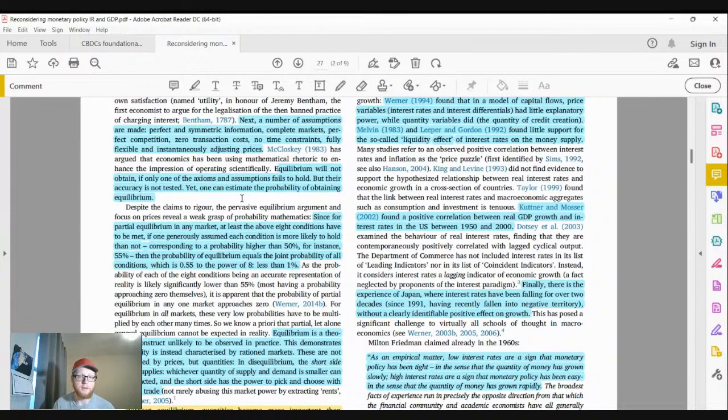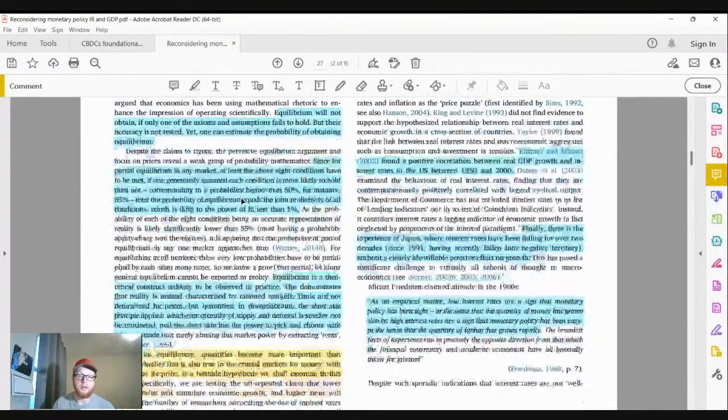Yet one can estimate the probability of obtaining equilibrium. It continues to go on with actual probabilities. Since for partial equilibrium in any market all of the above eight conditions have to be met, if one generously assumes each condition is more likely to hold than not, corresponding to a probability higher than 50%, and he uses 55% just as an example, then the probability of equilibrium equals the joint probability of all the conditions.